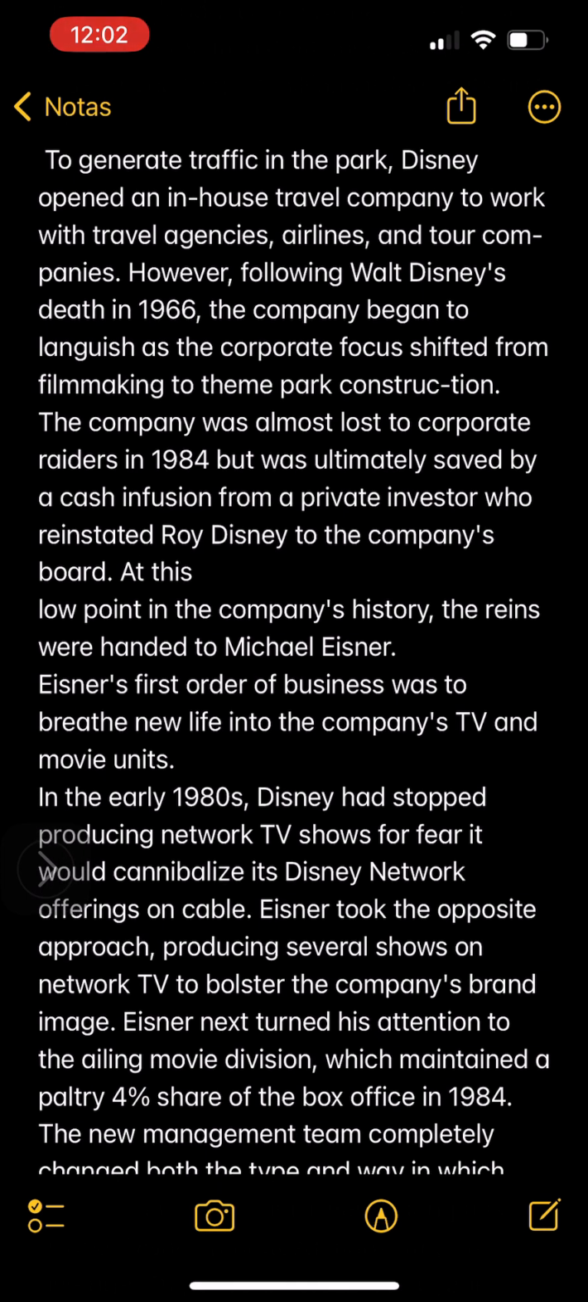However, following Walt Disney's death in 1966, the company began to languish as the corporate focus shifted from filmmaking to theme park construction. The company was almost lost to corporate raiders in 1984, but was ultimately saved by a cash infusion from a private investor who reinstated Roy Disney to the company's board. At this low point in the company's history, the reins were handed to Michael Eisner.